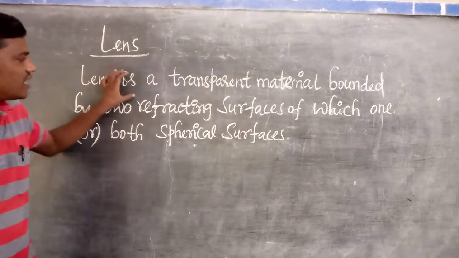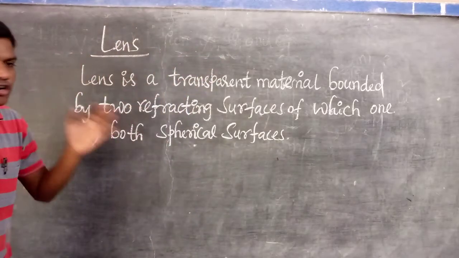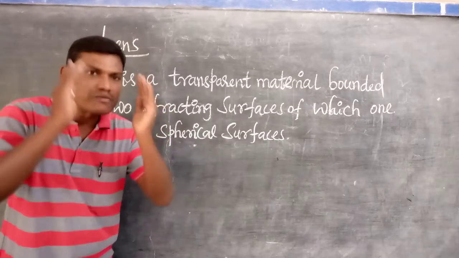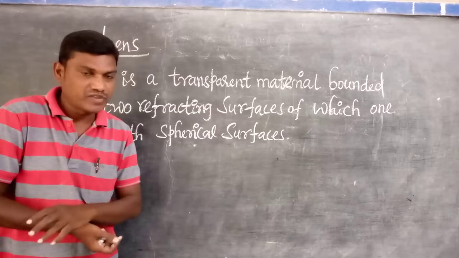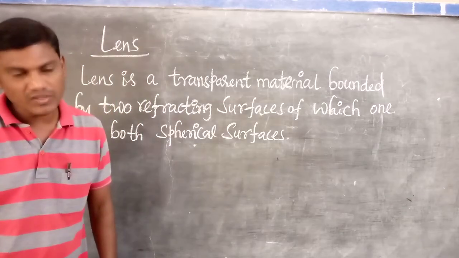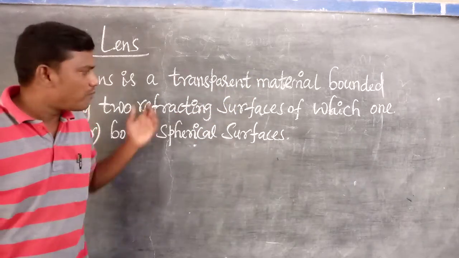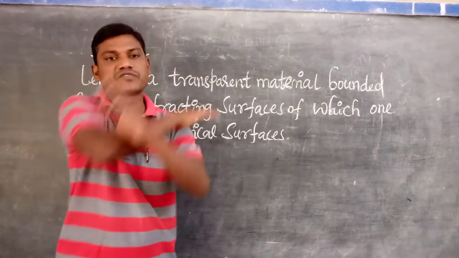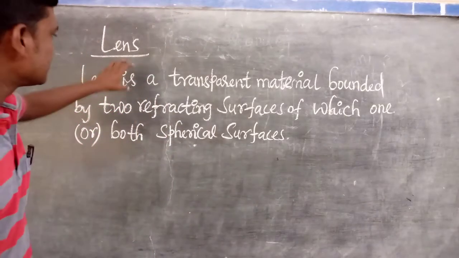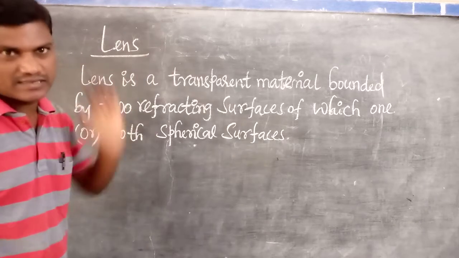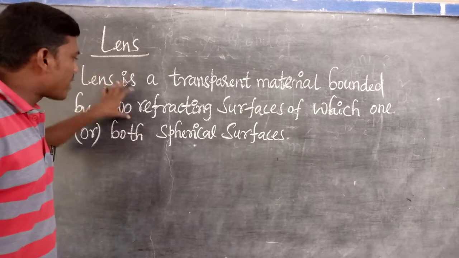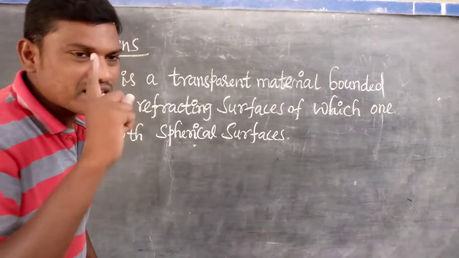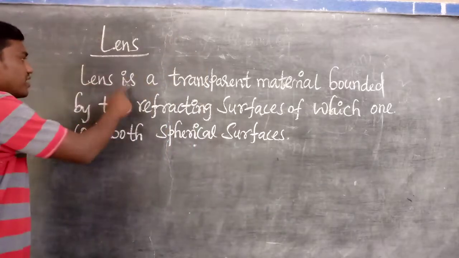So what we can say is that a lens is a transparent material bounded by two refracting surfaces, of which one or both are spherical surfaces. It must have two refracting surfaces. It is a transparent material, and lenses are generally made of glass or plastic. Among the two refracting surfaces, at least one must be a spherical or curved surface. That is a lens.